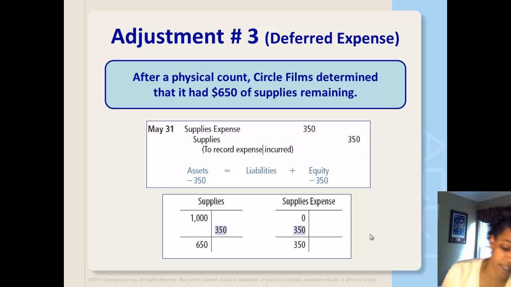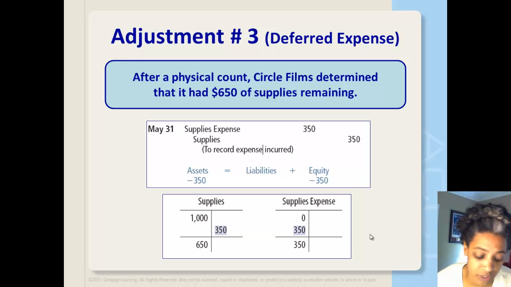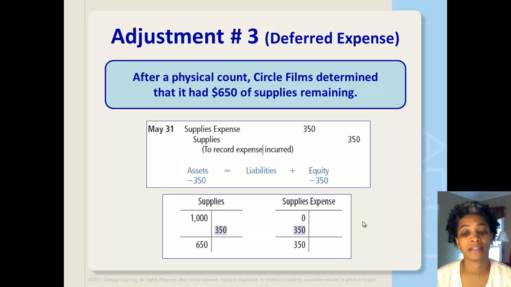So this adjustment is a deferred expense and must adjust the supplies account down from $1,000 to $650, and then you record $350 in supplies expense.